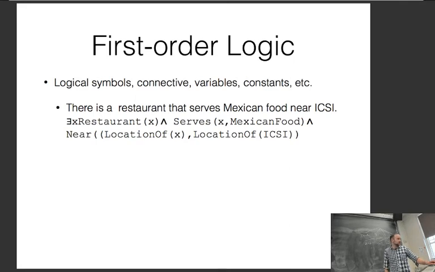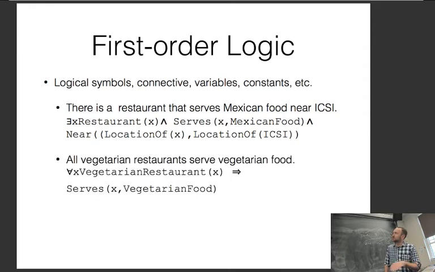So, for example, there exists a restaurant X, X serves Mexican food, and the location of X is close to the location of Ixy. So you can see that this corresponds to there is a restaurant that serves Mexican food near Ixy. And all vegetarian restaurants serve vegetarian food: for all vegetarian restaurants X, it implies X serves vegetarian food.